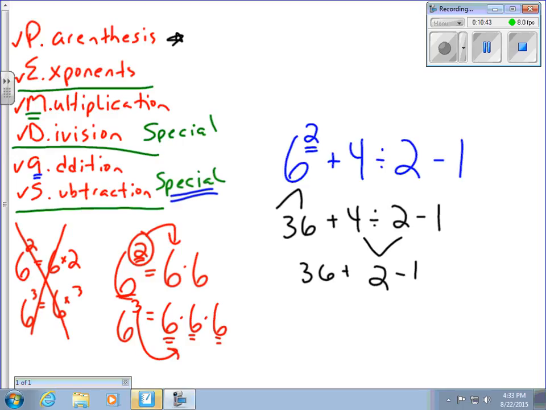Addition and subtraction, I do addition next because it comes first in the problem. 36 plus 2 is 38 minus 1 equals 37. So 37 would be the answer to this problem.